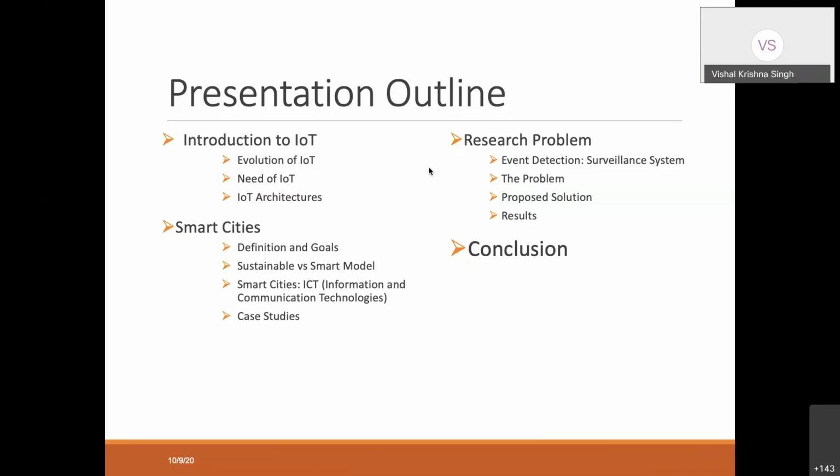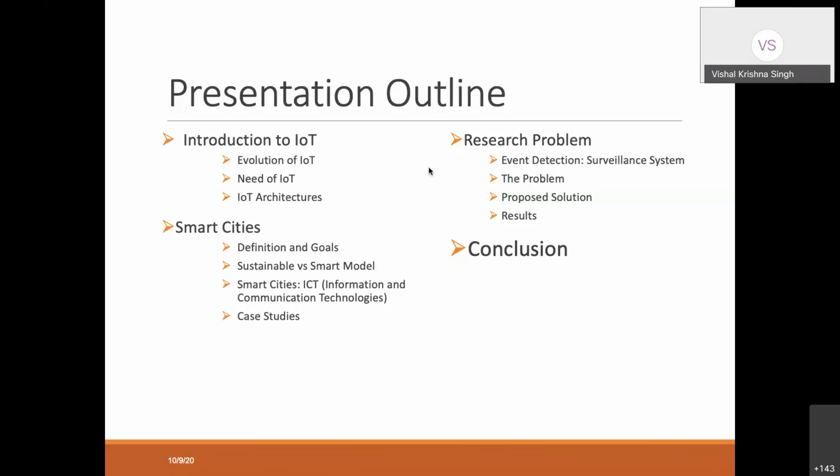I'll also discuss some of the IoT architectures, which will be followed by the concepts and goals of the smart city as well. I will discuss the important differences between sustainable and smart models and the role of information and communication technology in the growth of the smart city concept. We shall also see two use cases, specifically of a smart parking and a smart transportation system, and we shall also try to cover the layered architecture of smart cities.